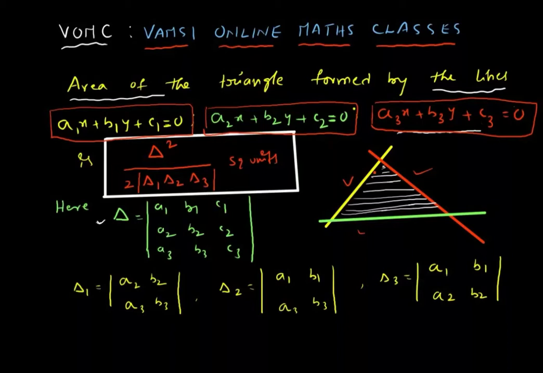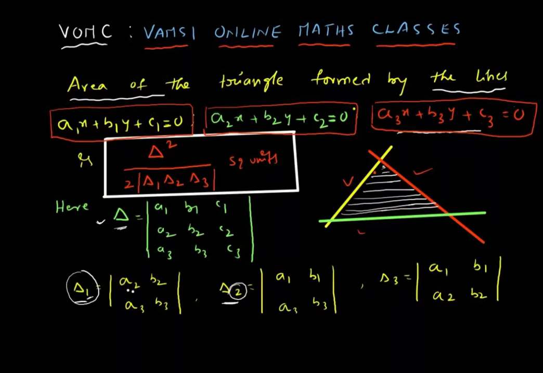To find the delta value, we have a formula: the determinant of A1, B1, C1, A2, B2, C2, A3, B3, C3 will give the delta value. And what about delta 1, delta 2, delta 3? For these values also we have a formula. For delta 1, since 1 is there, you should prefer the 2, 3 combination: A2, B2, A3, B3.